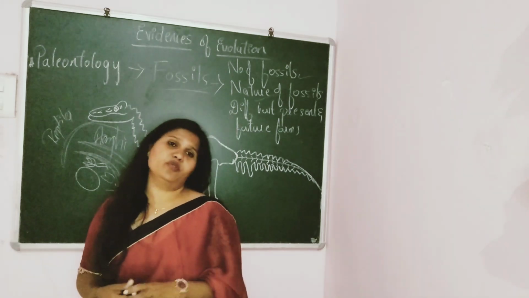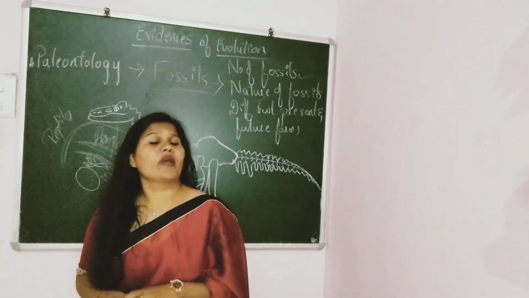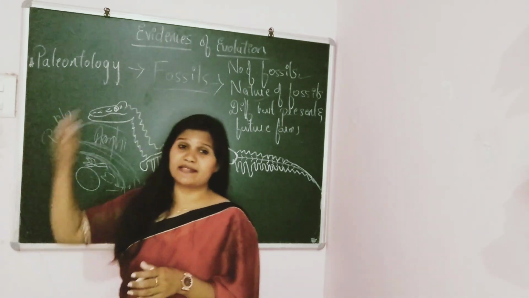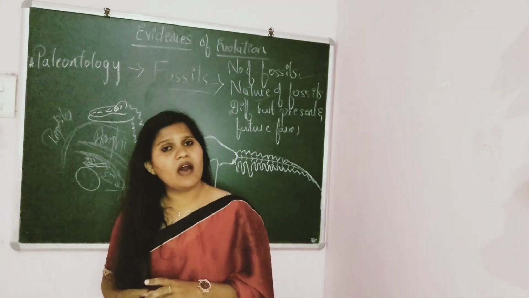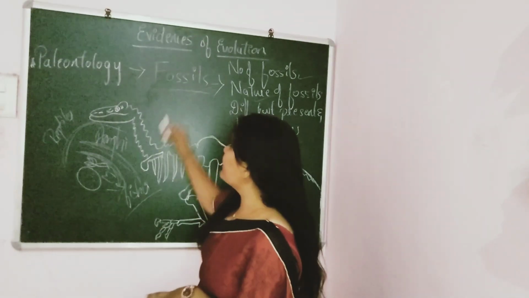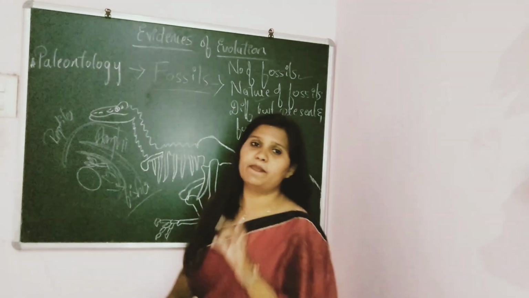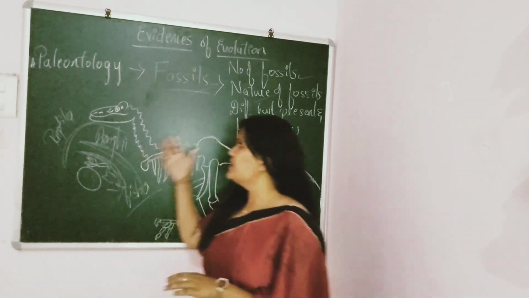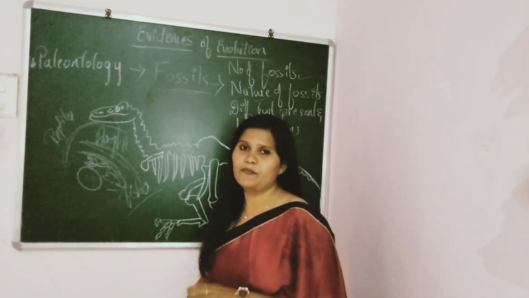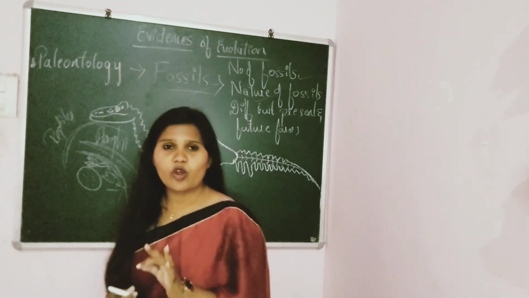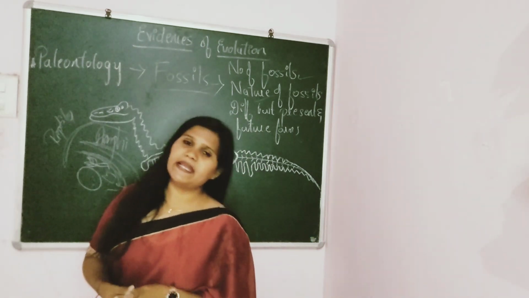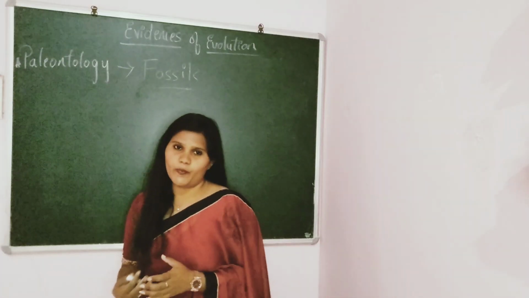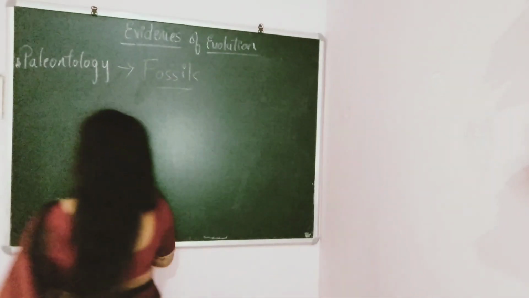Hence we can get to know that on earth there were many organisms which are not present today but were present in the ancient era. So that's why we can say that fossils are the best evidences for the occurrence of evolution. This is all about fossils. If you have any doubt or any question, please ask me in the comment box. So the next topic is the missing link.